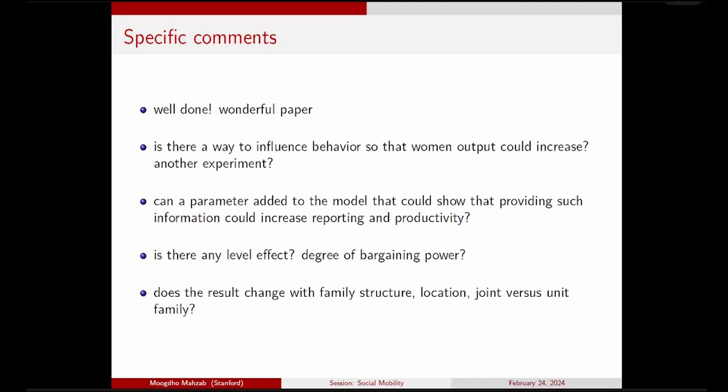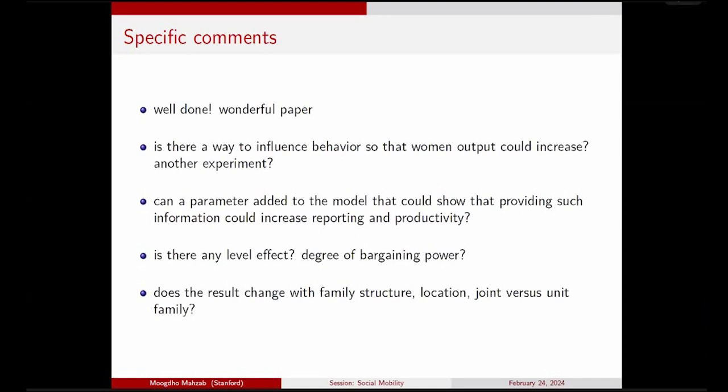And the last point is, does the result change with family structure, location, joint versus unit family? So let's suppose in a family there are 70% children who are women and 30% men. Or there could be families living with their parents. So this kind of specific family structure and maybe some geographic location that has a different culture within Cambodia, whether that has any impact. So it's more like a heterogeneity test that could show us there might be some other factors within the family structure that could also potentially explain some of the variations. Overall, great paper. Enjoyed reading it.